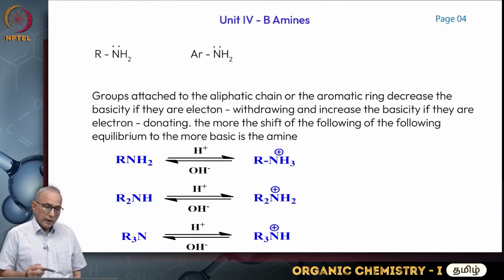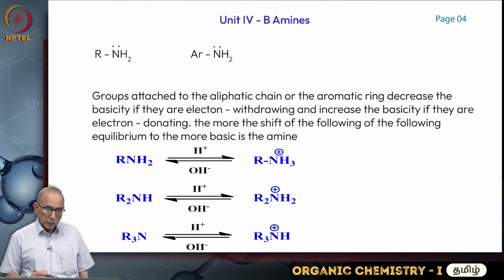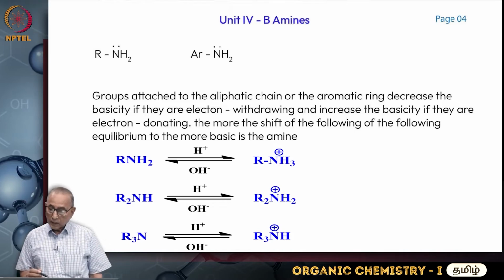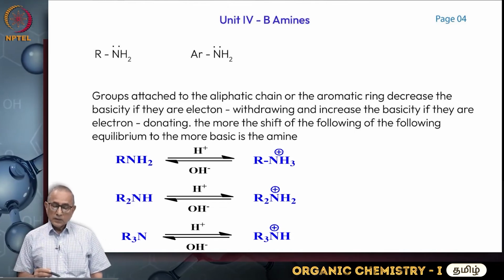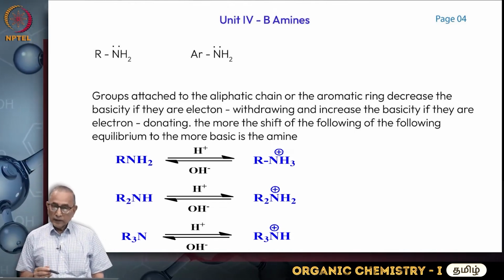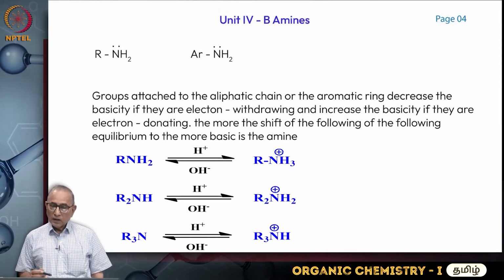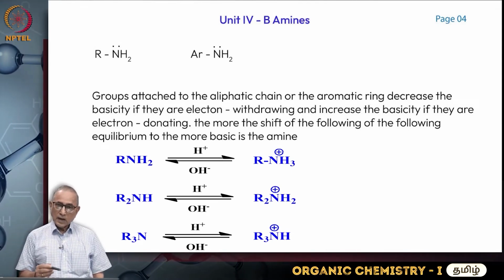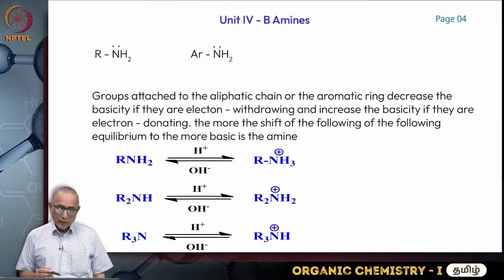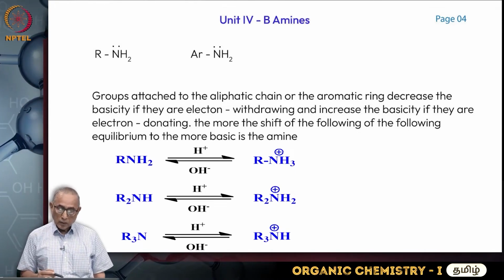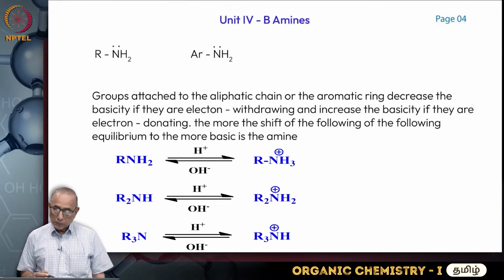Suppose you have RNH2 and ArNH2. Groups attached to the aliphatic chain or aromatic chain decrease the basicity if they are electron withdrawing. This is just opposite to the carboxylic acid. There, if an electron withdrawing group is present, the carboxylic acid acidity will increase. Here, amine basicity will decrease if substituted by electron withdrawing groups.